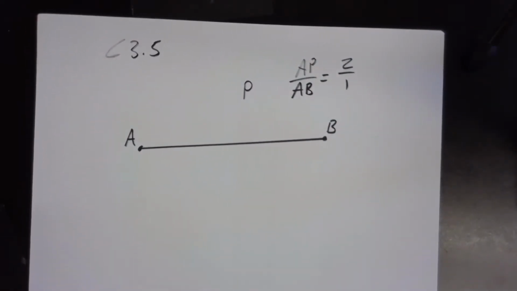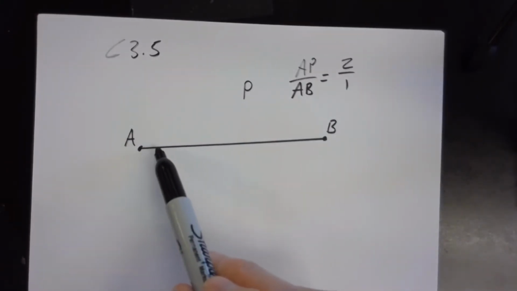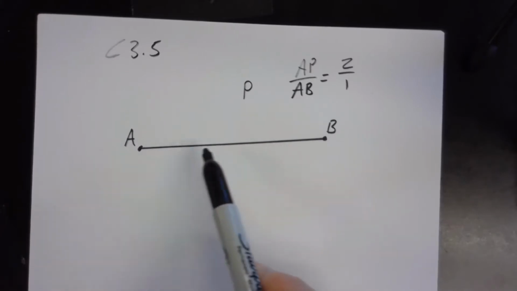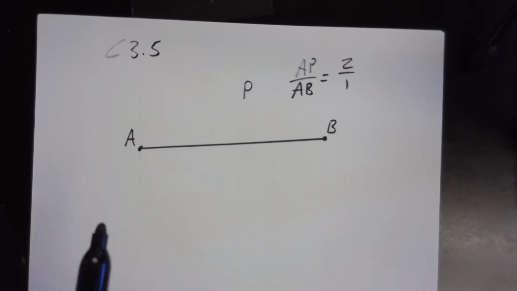Okay? You guys understand ratios? Let's see how much you understand ratios. If I want to put point P in a spot along here so that the ratio from A to P and from P to B is 2 to 1, how many equal pieces do I need to divide this segment into? You don't understand ratios. Okay?